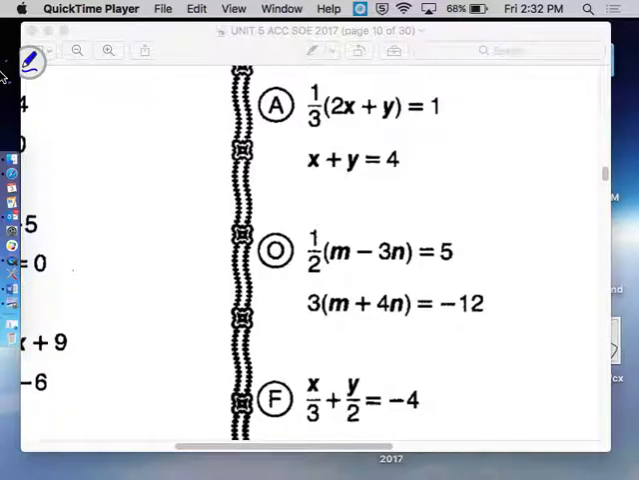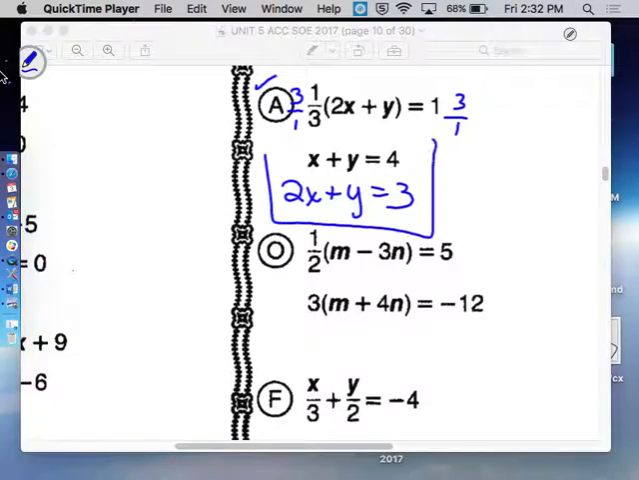So let's look at something like A right here. If I distribute 1/3 through this problem, then I end up with a fraction in the problem, which is fine, but if I can avoid it, I should. So I could multiply both sides by the reciprocal, and I could turn this first equation into 2x plus y equaling 3. And then this becomes the system that I can solve either by substitution or elimination. It's completely up to you at this point.